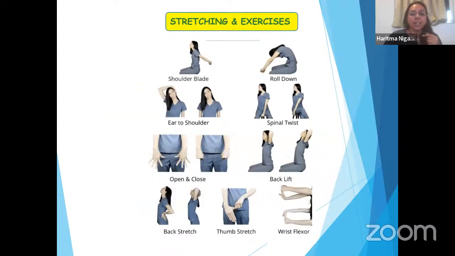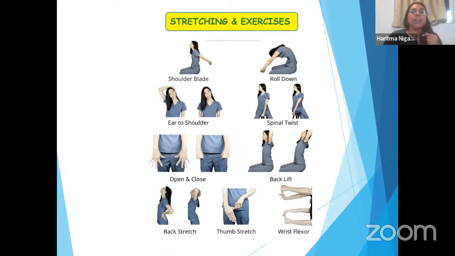These are certain exercises which you can perform when you are free. That is your shoulder blade exercise, in which you move your shoulders to the back with your arms straight. Then you can roll down. You can move your ear to your shoulder, press the palm of your hand to the opposite side, and bend your neck. This is a good exercise for neck strain as well.